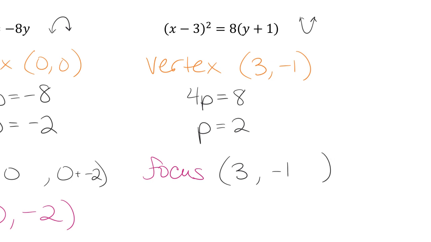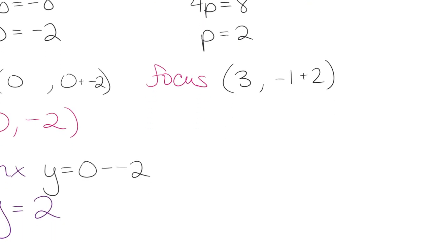And this time we're going to add the focal length to the y's because the focus should be above the vertex. That's a y direction. So we're going to add the focal length, which is 2, to the y coordinate of the vertex. This means that our focus this time is at 3, 1. 2 units above the vertex for this happy parabola. 2 units above. So we add it to the y's.